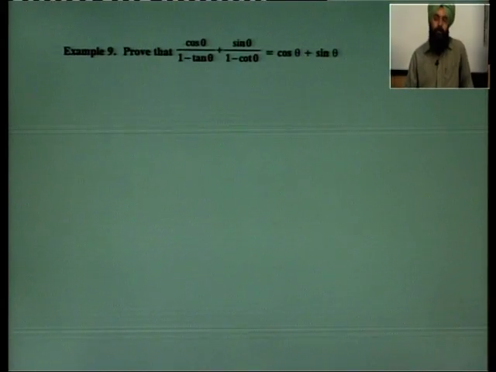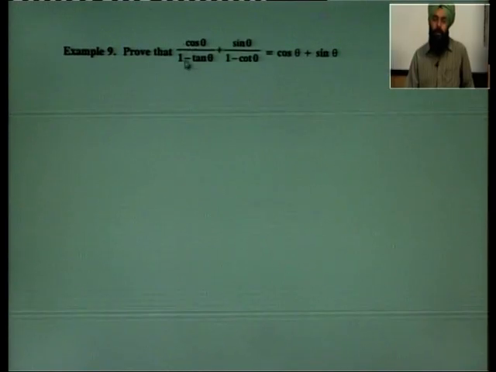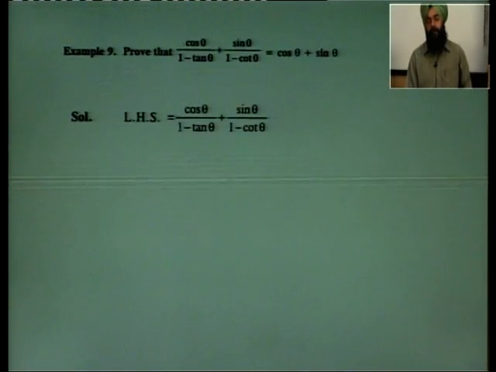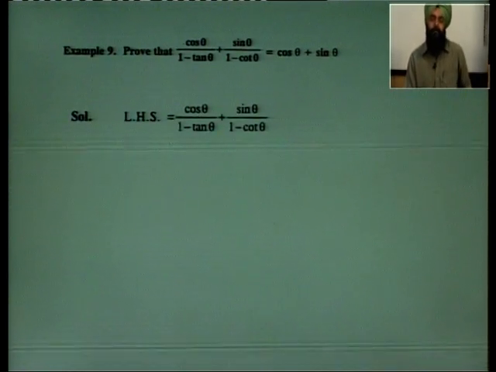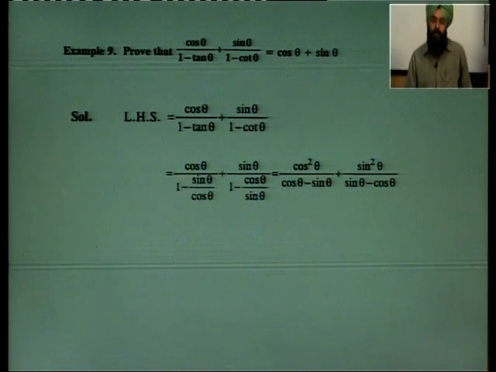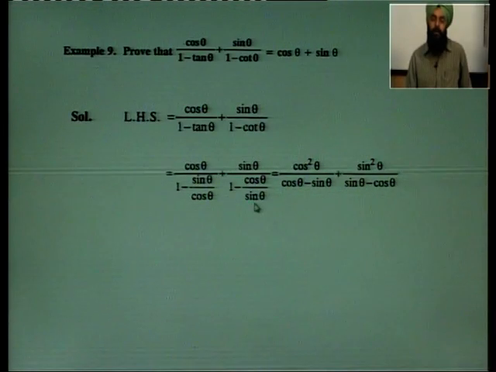Our next example is we have to prove that cos theta over 1 minus tan theta plus sin theta over 1 minus cot theta is equal to cos theta plus sin theta. So, to prove this, we can take the left hand side and we write tan theta is equal to sin theta by cos theta, and we write cot theta is equal to cos theta by sin theta.